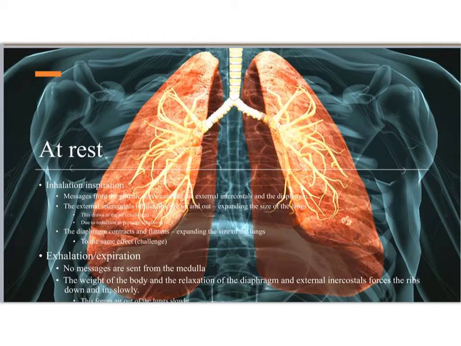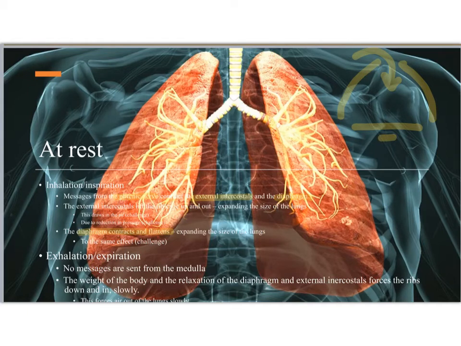So what happens at rest? Let's have a look. When we inhale at rest, we get messages via the phrenic nerve to contract the external intercostals and the diaphragm. So the diaphragm goes flat and the external intercostals lift and bring out the ribs or the thoracic cavity, thus allowing air to come in. So we've got the diaphragm contracts and flattens here.